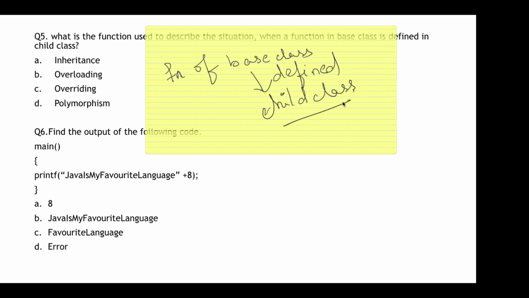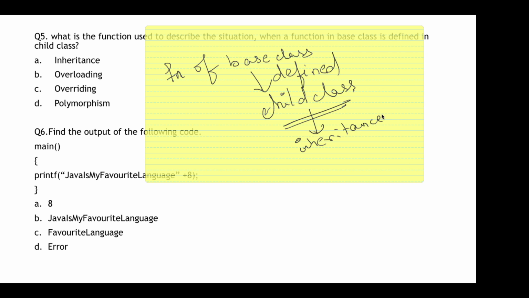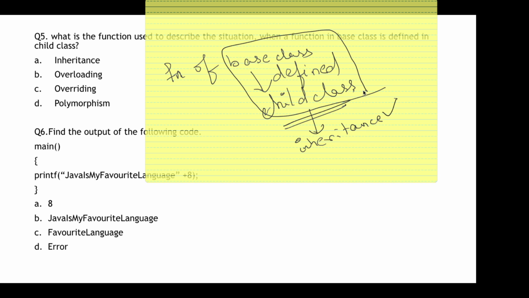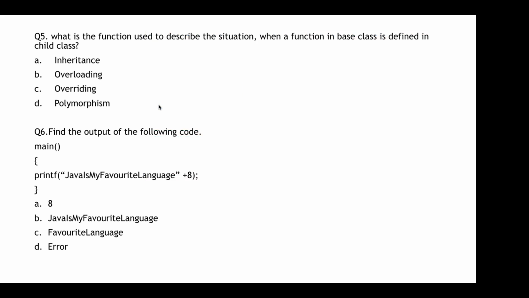Okay, what does this situation mean? Now most of us think that it is a case of inheritance. It's true, it is a case of inheritance. But what is this scenario called? What is actually happening when the same function of the base class gets defined in the child class? Suppose I have a class A, and I have defined a function, say void sum.